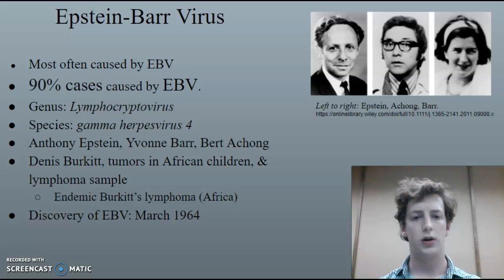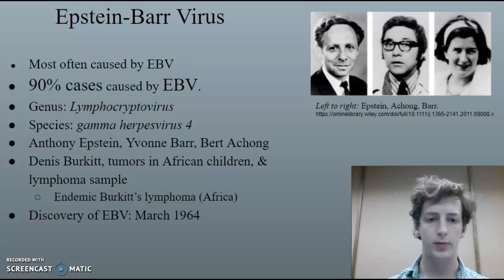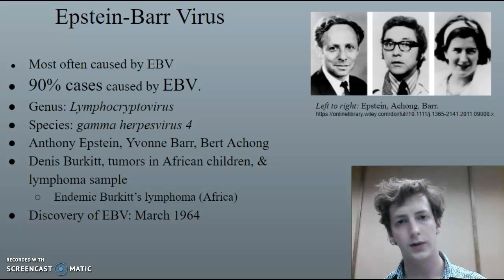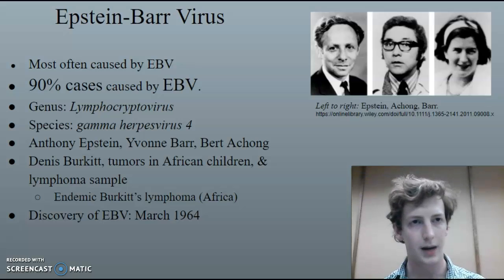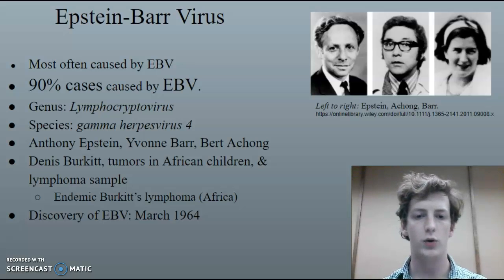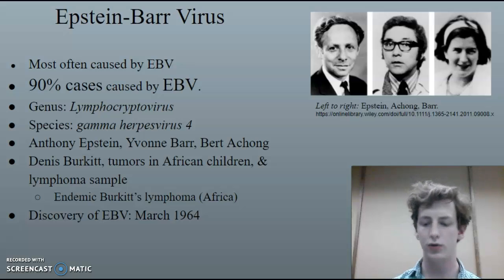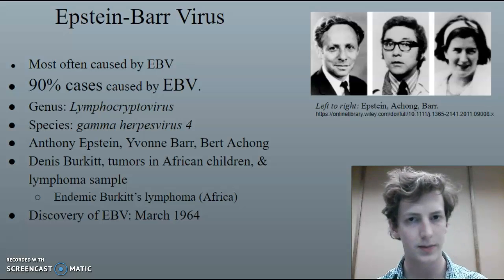So mono is most often caused by Epstein-Barr virus, abbreviated EBV. Its genus is lymphocryptovirus, and its species is gamma herpes virus 4. There are 8 human herpes viruses, and there are 2 human gamma herpes viruses. Now, over 90% of cases of mono are caused by EBV, so to understand the disease, it truly is critical that we talk about EBV.